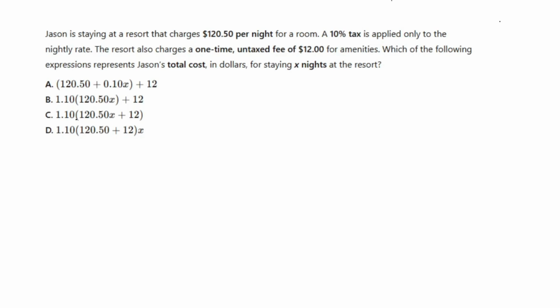Firstly, we're going to 100% know that an X value should be connected to this $120.50 because it's saying for X nights, and this is the value that's changing for nights, okay? And a 10% tax, in this case, is going to be 1.10, right? Because we're paying 10% more than 100%, and it's only applied to the nightly rate, okay?